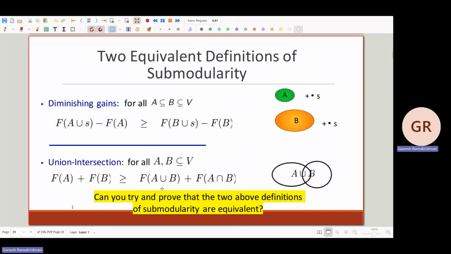You can view this from this perspective that, if I add the intersection to f of A union B, I'm not going to get as much as if I were to keep A and B separate. I just want to leave it at this. Think of how these two are connected, at least at the intuitive level.